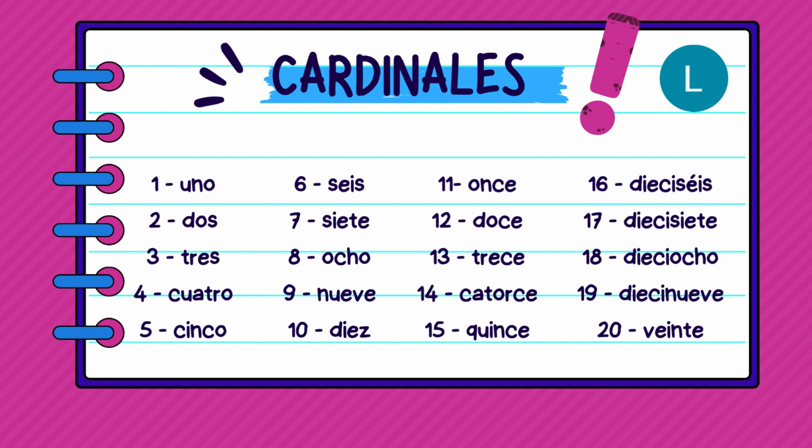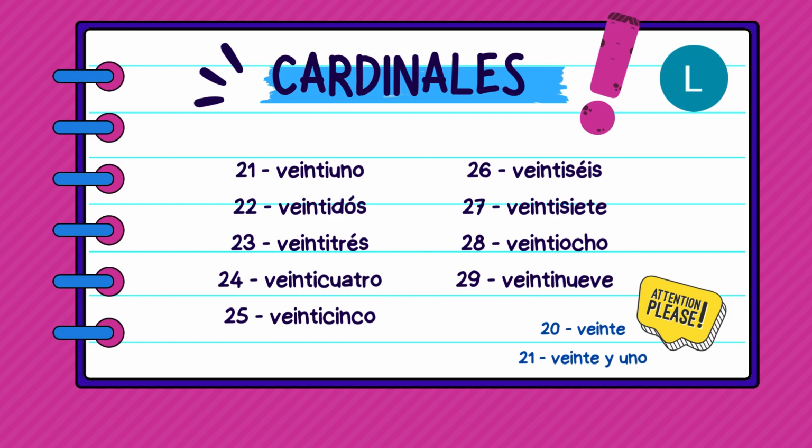Let's start with los números cardinales. 1, 2, 3, 4, 5, 6, 7, 8, 9, 10. 11, 12, 13, 14, 15, 16, 17, 18, 19, 20. Now let's put together 21 through 29.